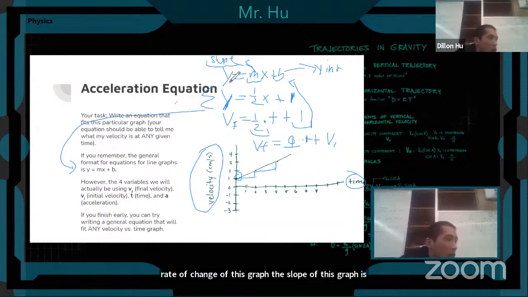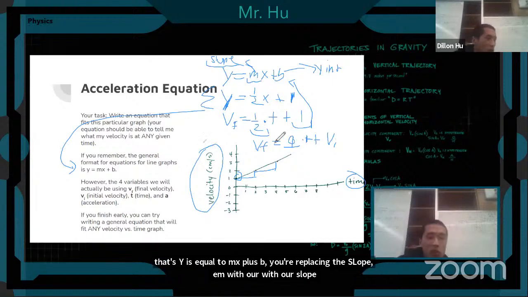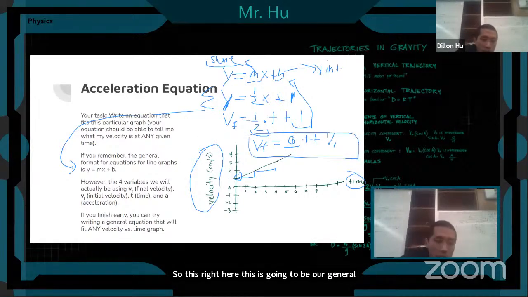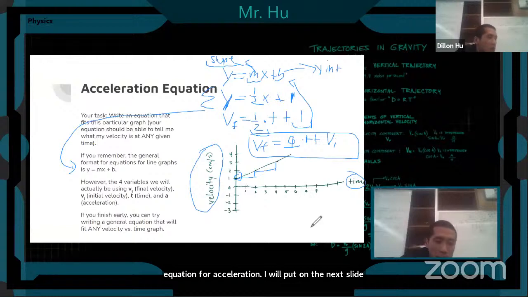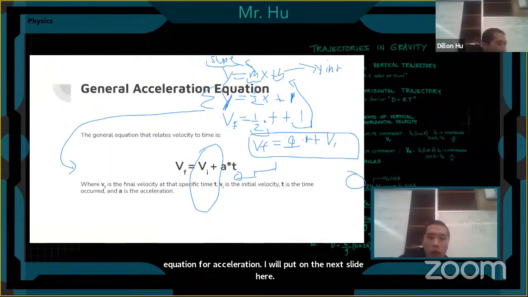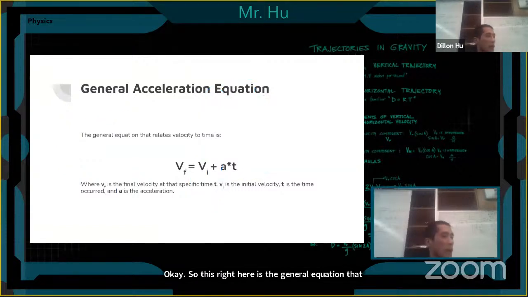So when you have a graph that's y is equal to mx plus b, you're replacing the slope m with our slope, in this case, which is our acceleration, which is a. So this right here is going to be our general equation for acceleration, which I will put on the next slide here. Okay, so this right here is the general equation that relates our velocity to time. This is something that you should definitely write down.